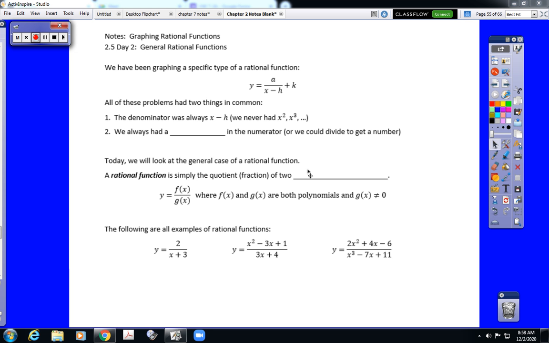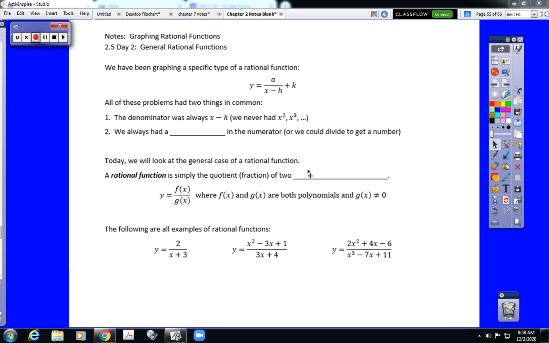This is actually Part 2 of the notes for this section. Remember that Chapter 2 contains a lot of information. So this particular lesson spanned a couple of days, so it will also span a couple of videos. And these videos will cover graphing rational functions.